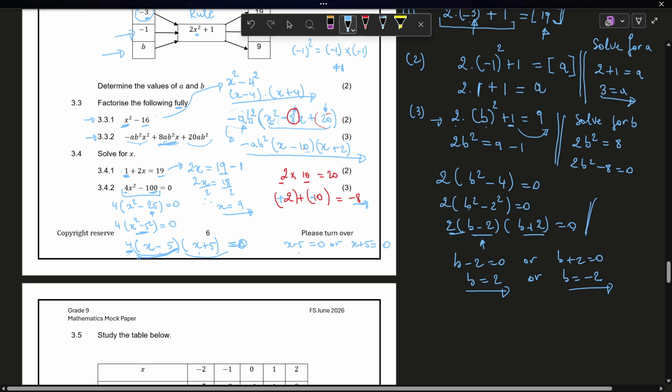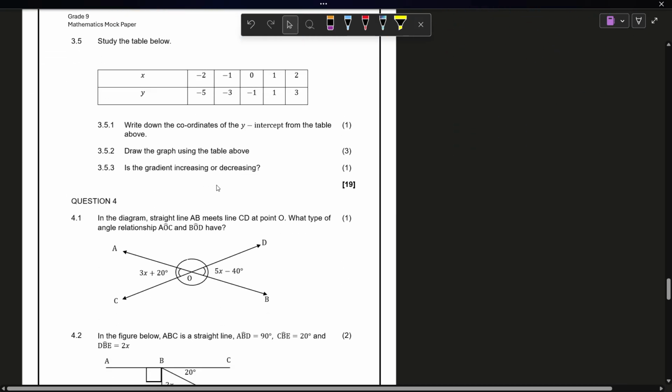And now we can solve individually for each case. In this case, it's either x equals 5, or x equals negative 5. So these are the two answers. Here we get two answers, and here we get one answer. So basically here we got one answer with two solutions, which is x equals 5 or x equals negative 5. Okay, so we are done on this page. Let's go to 3.5.